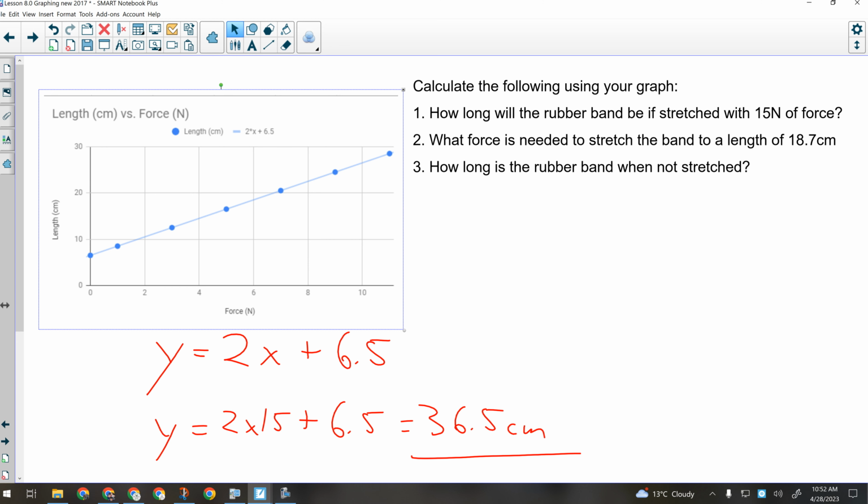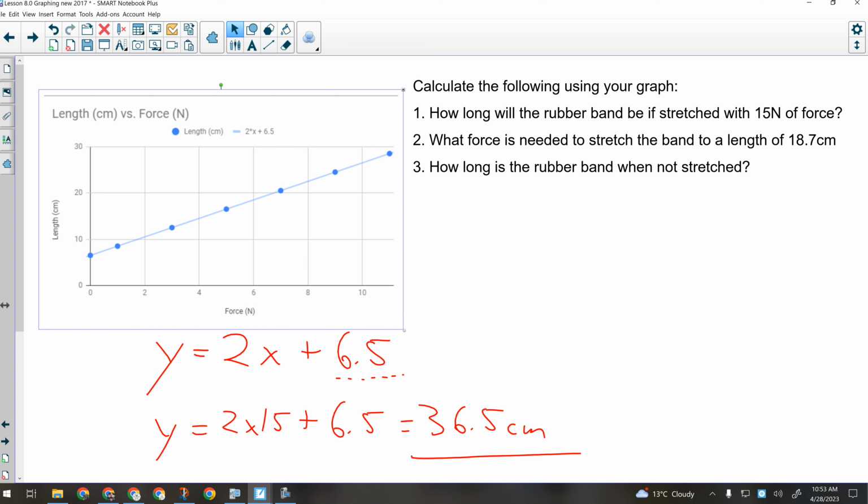Now let's look at the understanding of the graph part of this. How long is the rubber band if I don't stretch it? So if I apply no force to the rubber band, how long is it? 6.5 centimeters. How do we figure that out? I see that number here in my equation. It's the y-intercept. Okay? Does the y-intercept tell me what the value of y is when x is 0? Well, that's how we figured it out then.